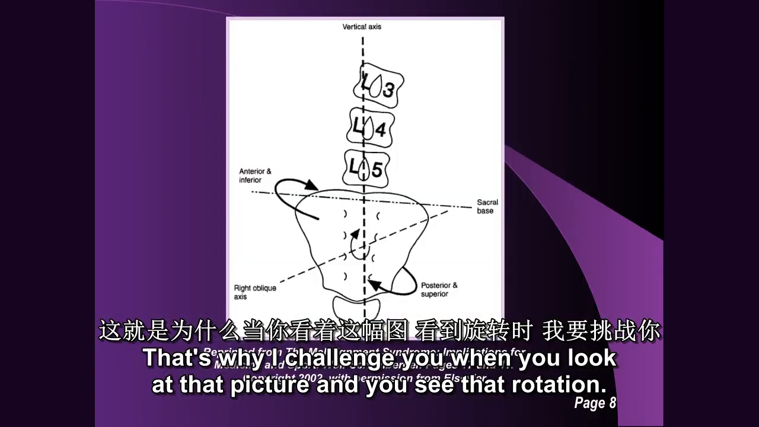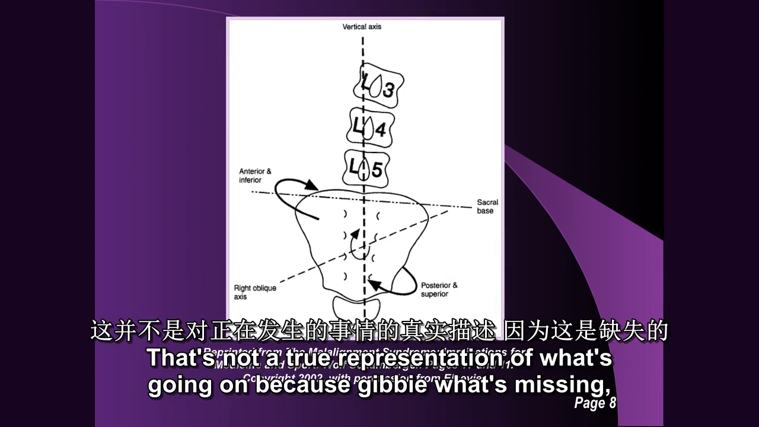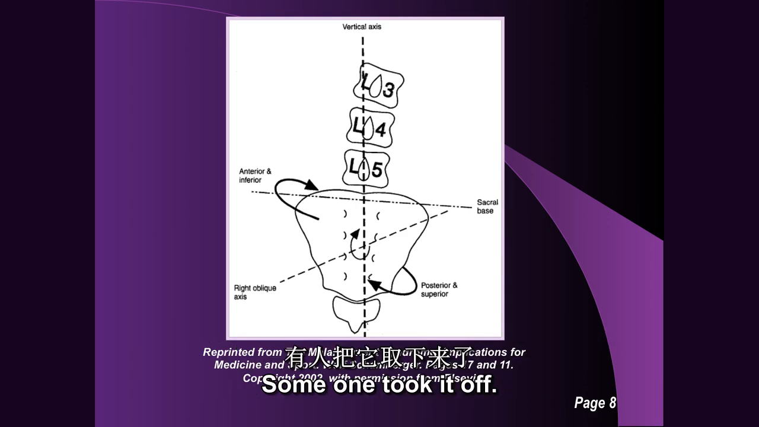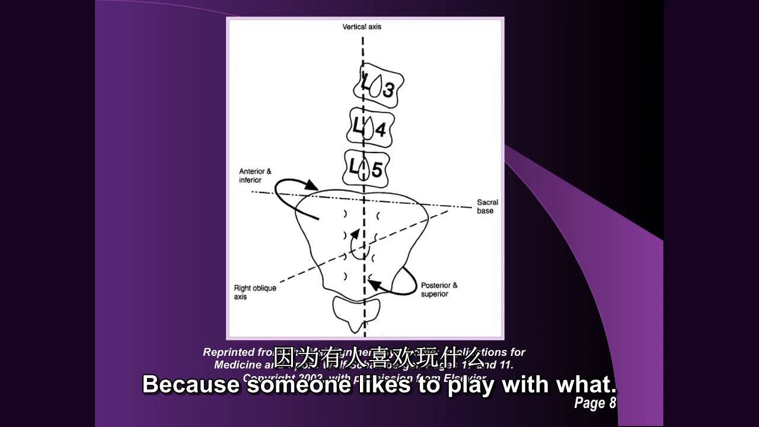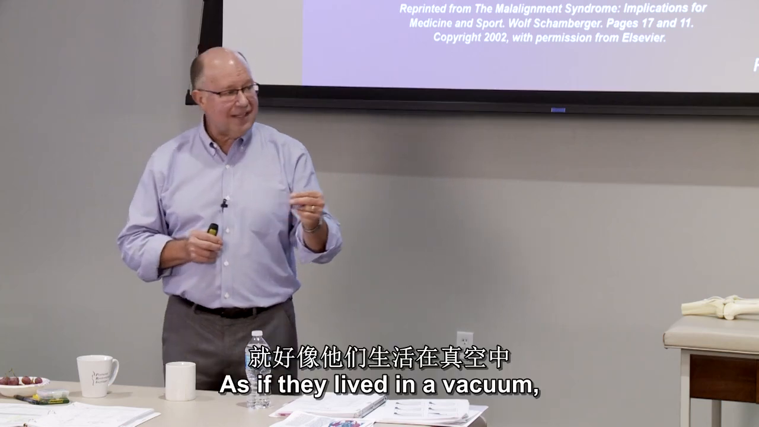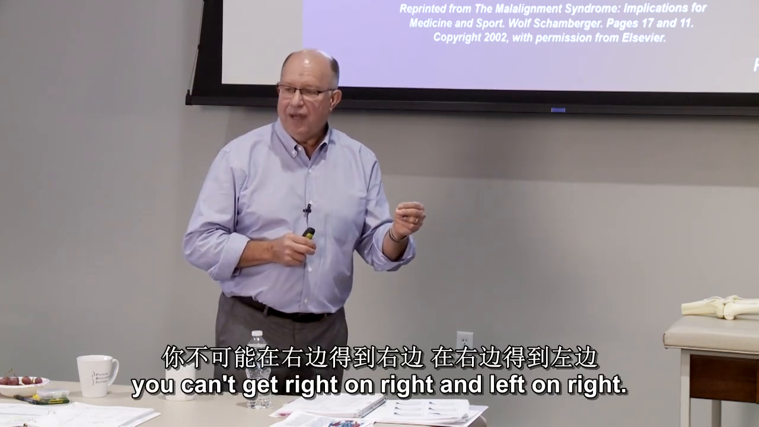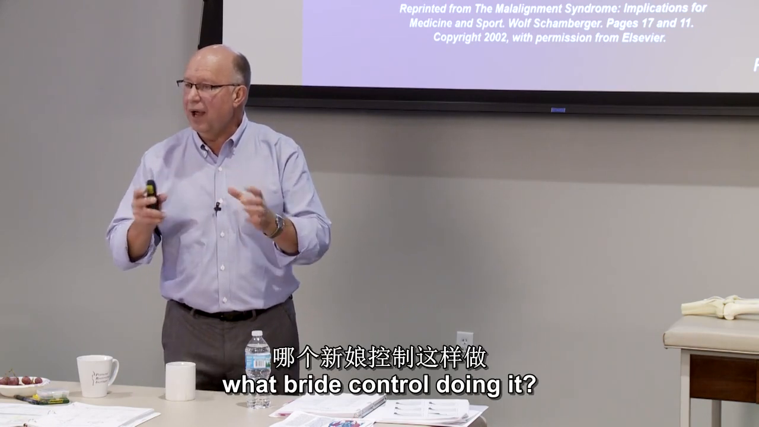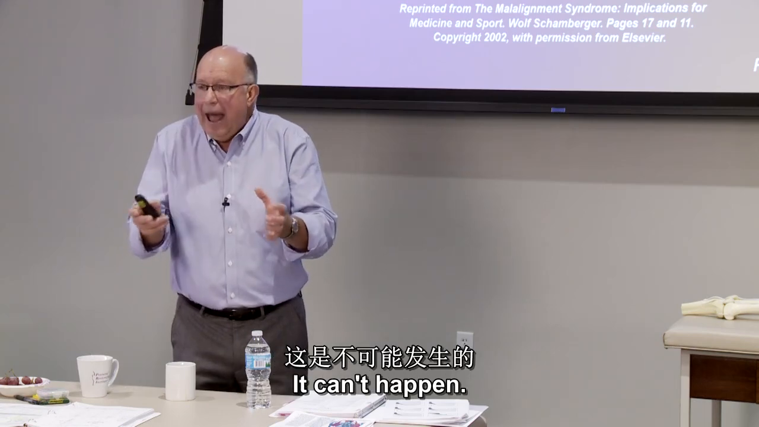When you look at that picture and you see that rotation, that's not a true representation of what's going on because, Gibby, what's missing? The only way that could happen would be with a pair of innominate bones. Someone took it off because someone likes to play with what? Just say it. Sacrums. As if they lived in a vacuum. You can't get right on right and left on right if you don't have innominates, what, Brian? Control doing it. It can't happen.